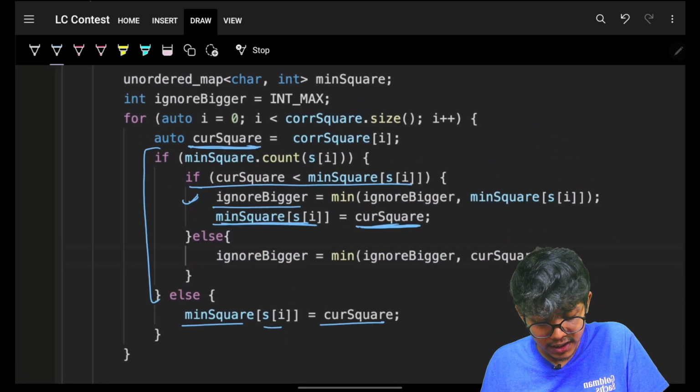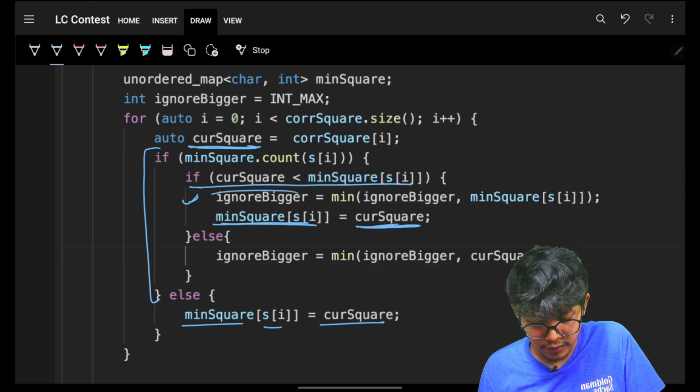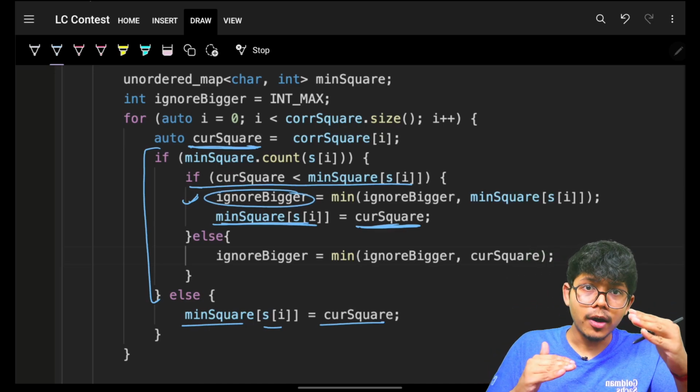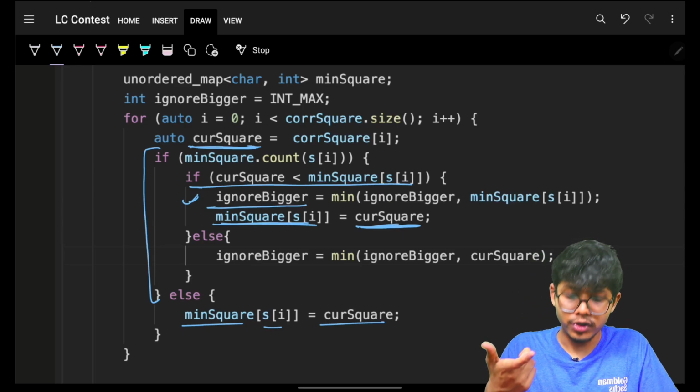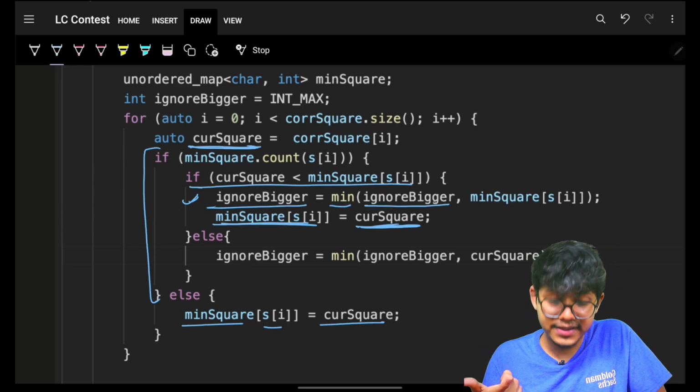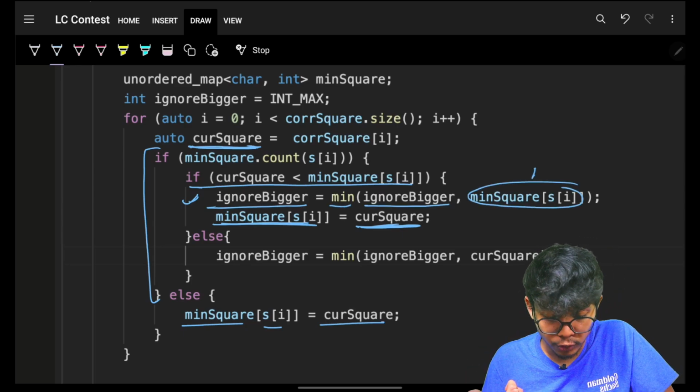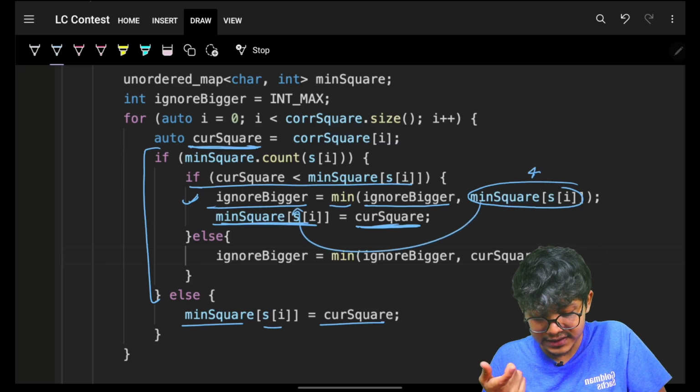So I will say, okay, ignore bigger. This is the boundary for me. Anything bigger than the boundary or equal to the boundary, I will have to ignore. So I'm just minimizing my boundary. I'll say minimizing the boundary, existing value which was a 4. I first minimize my answer boundary.